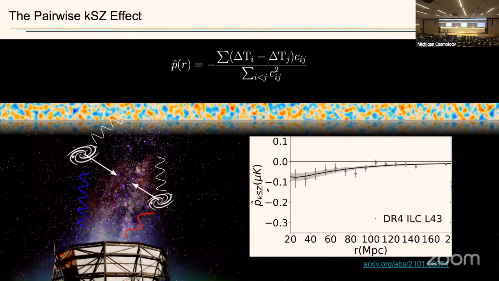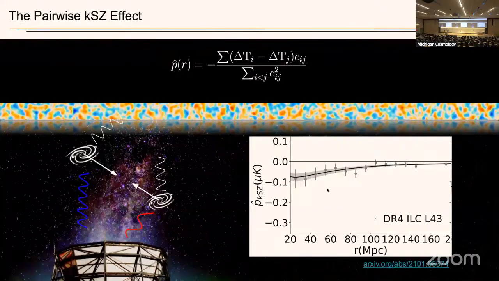If you look at the temperature differences between two points, and you average them together and reconstruct their positions on the sky using redshift information, you can plot their pairwise momentum, so relative to one another, as a function of how far apart they are from one another on the sky.